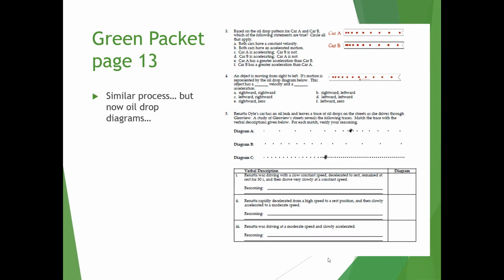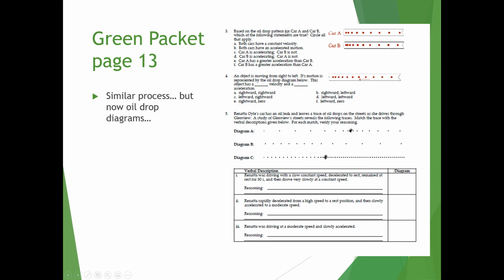Now we're going to do pretty much the same thing, but instead of having little pictures of cars, we're going to have little oil drops. This is kind of like what you've already seen. You're assuming a car is dripping oil, or maybe dripping water when it's hot in the summer and you have the AC on in the vehicle. And it's leaving these drips every second or some regular time interval. Let's take a look at 3 and see what we've got.